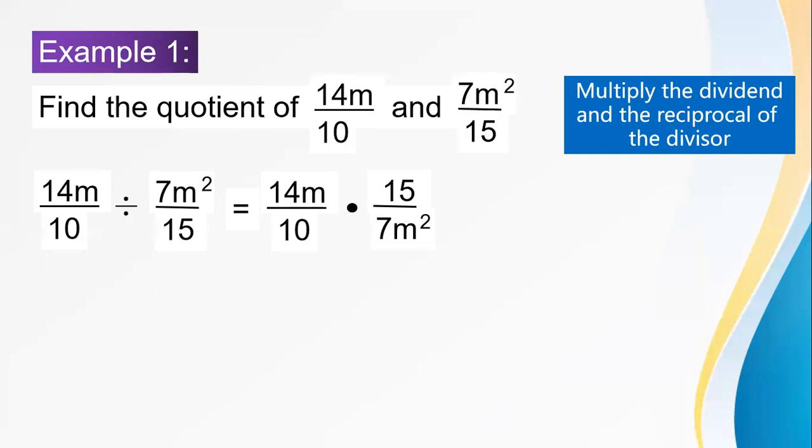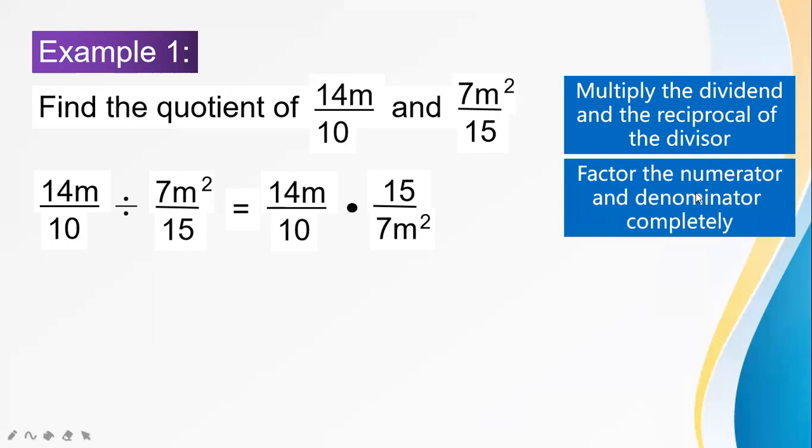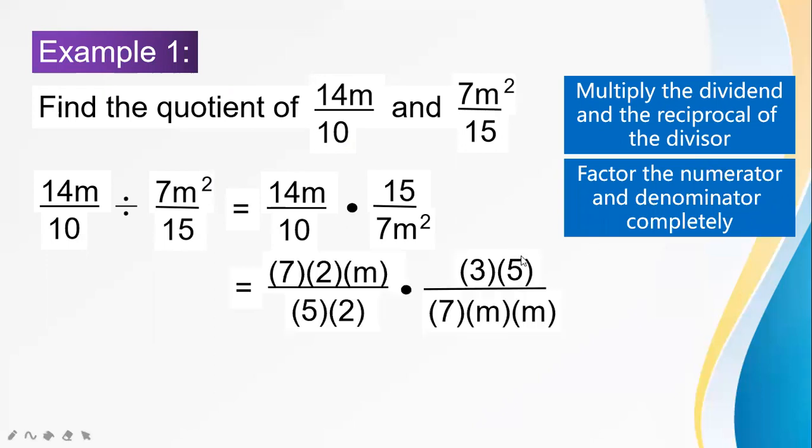14m over 10, then change the division sign to multiplication sign, and then you get the reciprocal of the second term. So we have 15 over 7m squared. Next, factor the numerator and denominator completely. So factors of 14m. So we have 7 times 2 times m. 10. The given factors, we have 5 and 2. So 5 times 2, we have 10. 15. Factors of 15, we have 3 times 5. And then 7m squared. M squared, it means m multiply m.